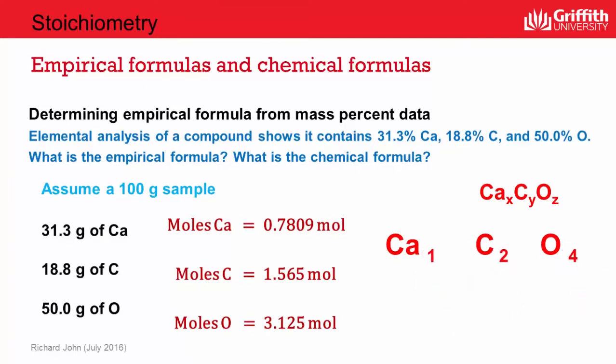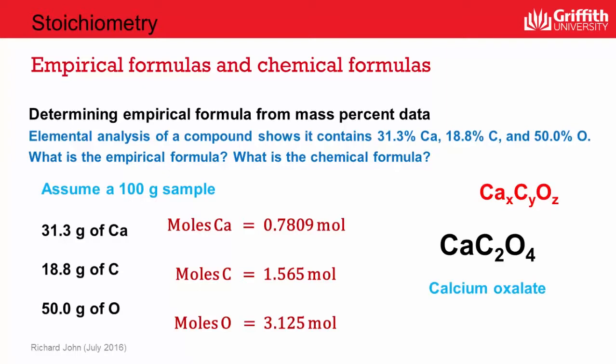So our empirical formula we've now calculated to be Ca1, C2, O4, or in other words, CaC2O4, remembering we don't explicitly write the ones in chemistry. This compound here is the chemical formula for the ionic compound calcium oxalate, and the ions involved are the Ca2+ ion and the C2O4 2- ion, the oxalate ion.